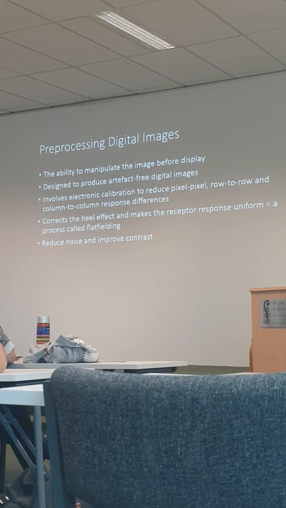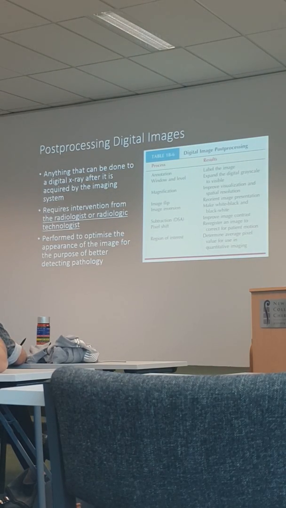Pre-processing, this is what the computer does before it shows you the image. So it's designed to produce artifact-free digital images. Some of the examples are getting rid of the grid before it pops up. It'll also correct the anode heel effect, and it can reduce noise and improve contrast before you have to do anything to it. Then post-processing, this is anything that happens after you see the image. So once the image pops up, it's anything that you do as a practitioner to make it look better. You can annotate it, you can change the grayscale, you can zoom in, zoom out, and do a whole lot of other stuff.